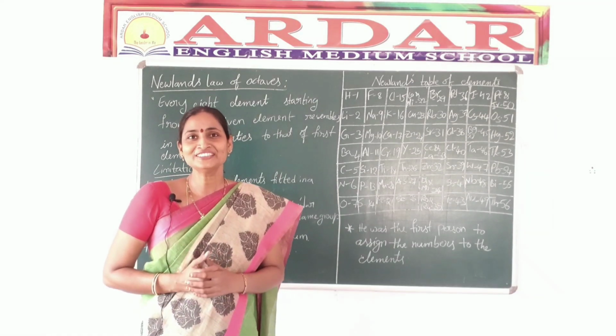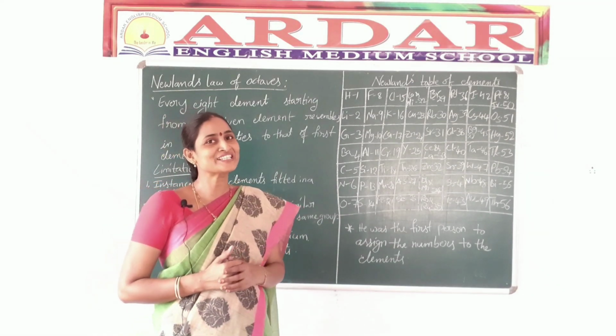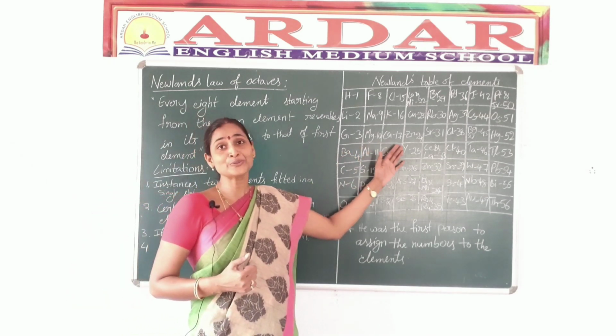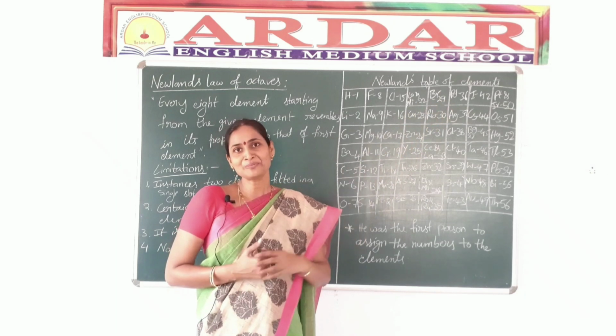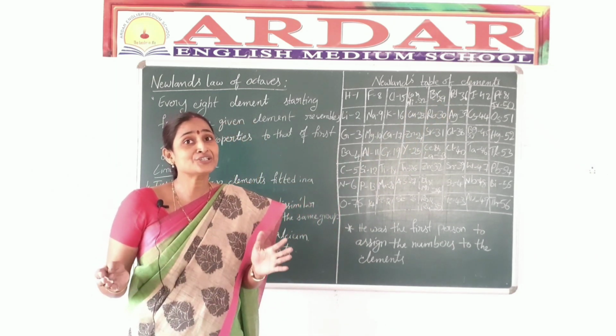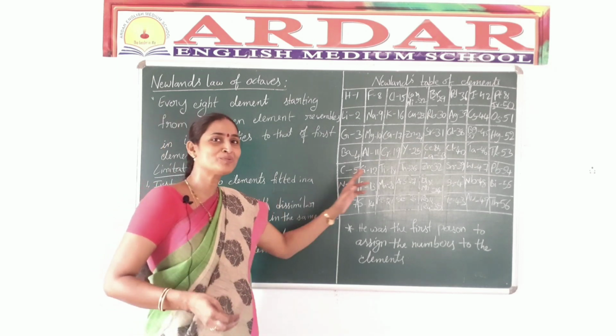Do you know, children? He was the first person to assign numbers to the elements. Here is Newland's table of elements. He arranged all 56 elements in the form of a table.